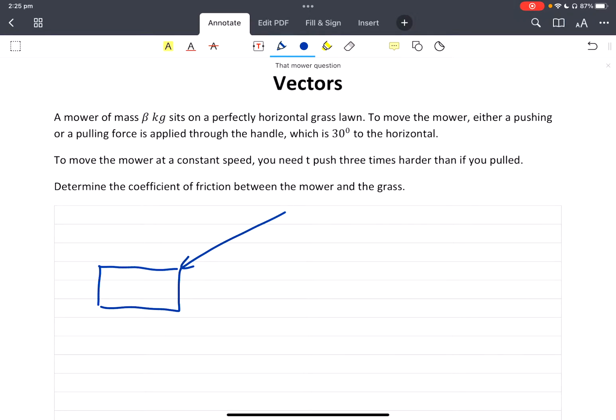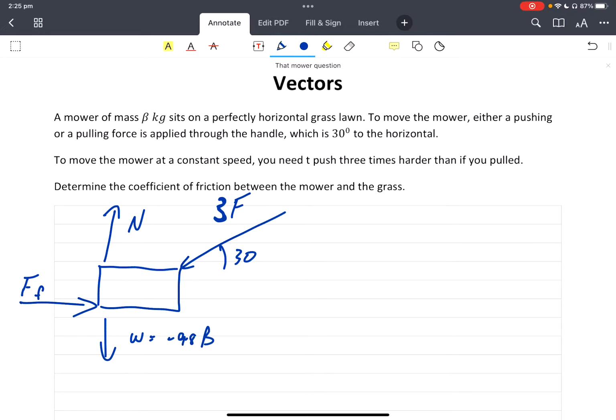So I'm pushing my mower with a force, and there's 30 degrees in there. Clearly there's a normal, a weight, and a force of friction going opposite the way that I'm pushing. It says in the question that I need to push 3 times harder, so I'm going to put a 3 there, so I've got a common F between force diagrams. Okay, let's see how we go.